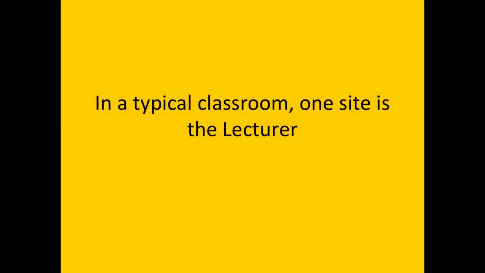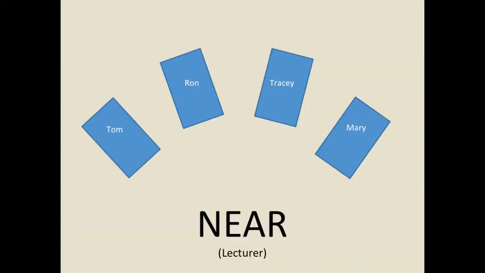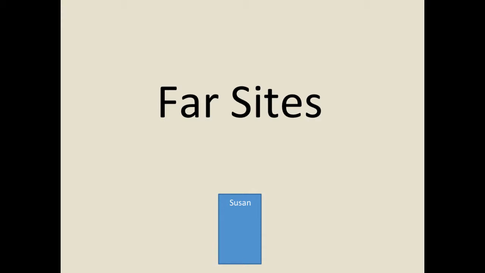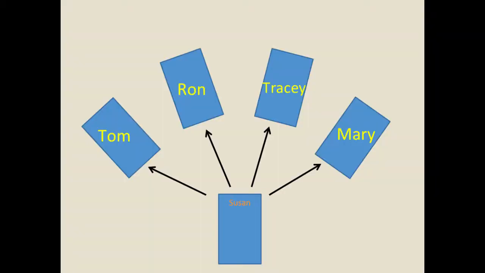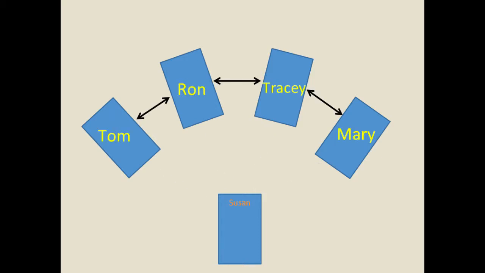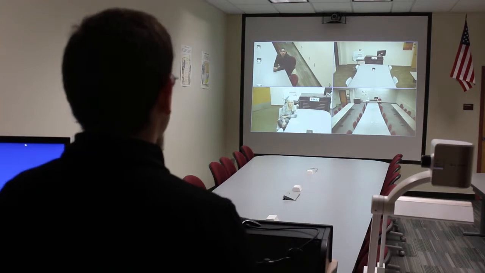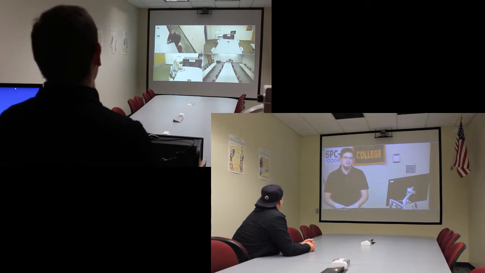In a typical classroom, one site is the lecture. For example, when Susan is giving a lecture, she is the near site, while Tom, Ron, Tracy, and Mary are all the far sites listening to the lecture. When Susan is teaching, she can see the far sites. The far sites can see her, but the far sites cannot see each other. For instance, if the instructor site is designated as the lecturer, then the instructor site will see all of the far sites, but the far sites will only see the instructor.